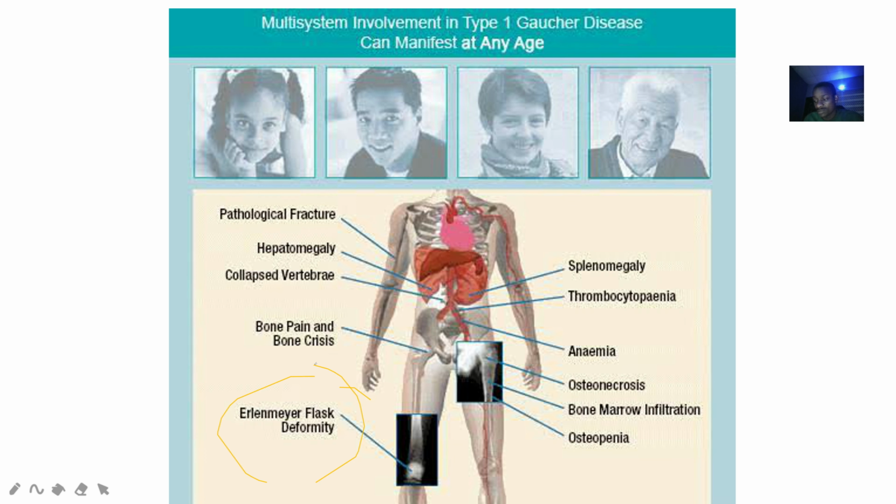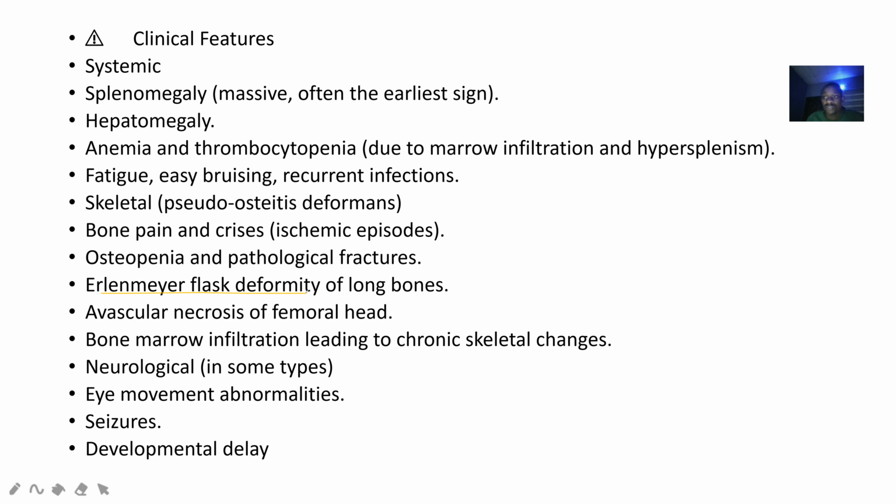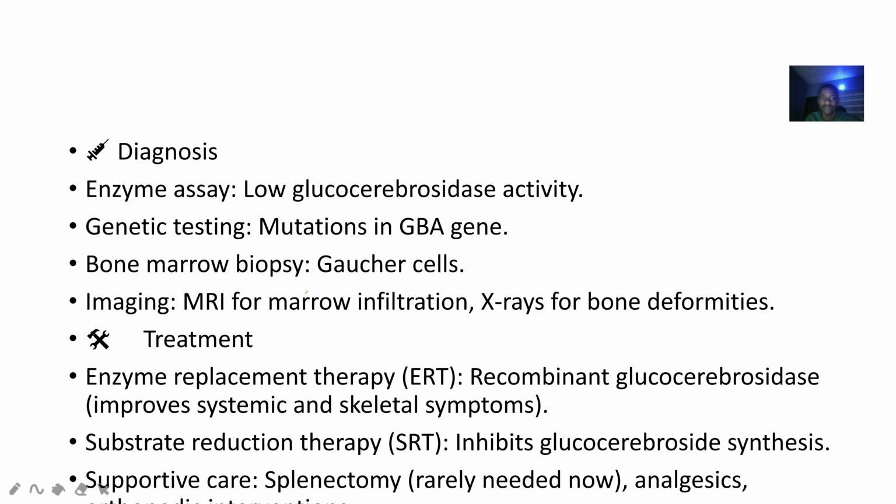Bone crisis, osteopenia, Erlenmeyer flask deformity of long bones, avascular necrosis of femoral head, bone marrow infiltration leading to chronic skeletal changes, neurological involvement sometimes, eye movement abnormalities, seizures, developmental delays. So for diagnosis, you try to confirm that the activity of this glucocerebrosidase is down. Alright, pinpoint the mutations, do bone marrow biopsies, do imaging.